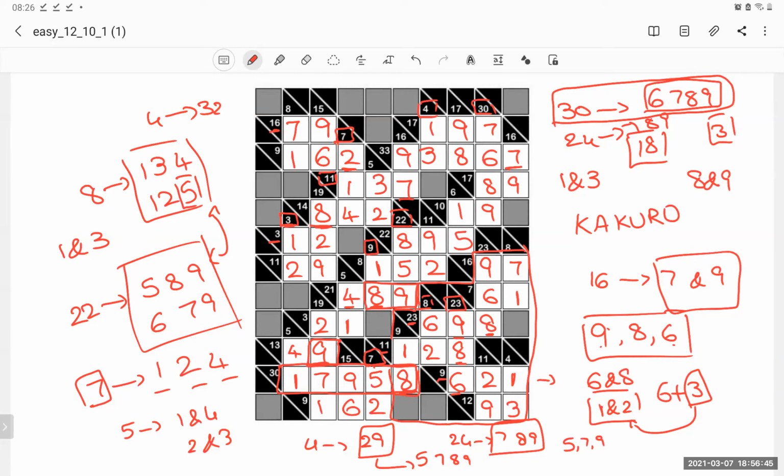That's it. So did anybody have any difficulty following this puzzle when we solved it? Or is it clear? Clear, sir.